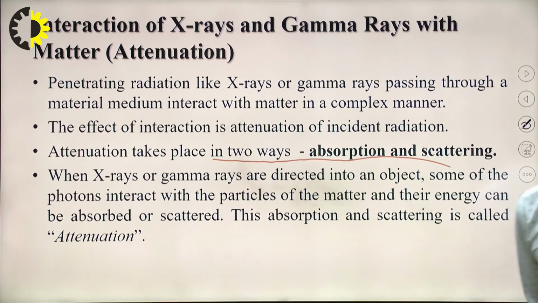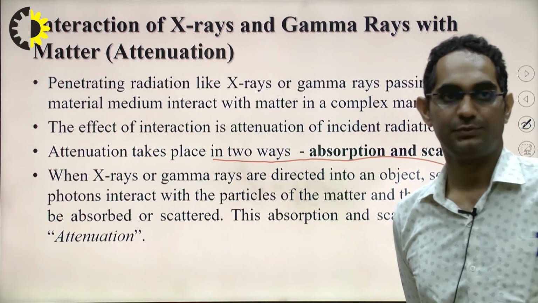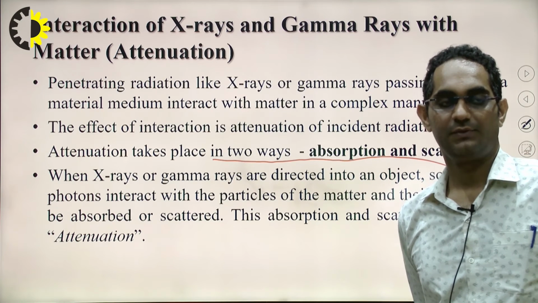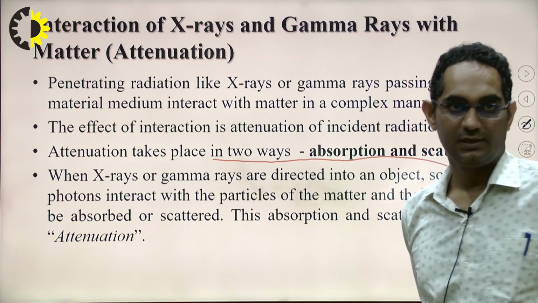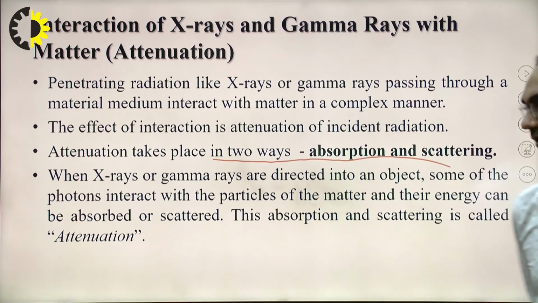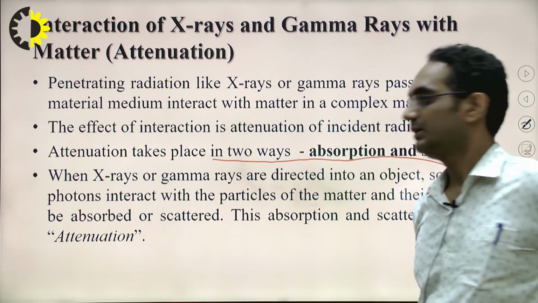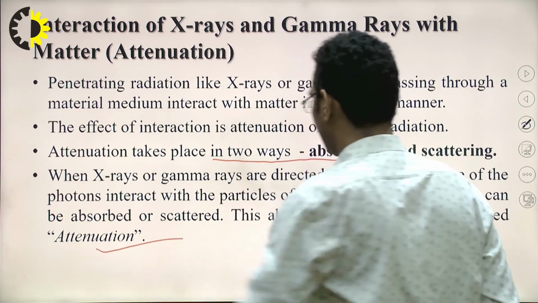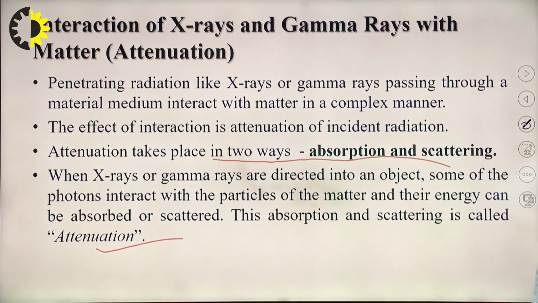When X-rays or gamma rays are directed into an object, some of the photons interact with the particles of the matter and their energy can be absorbed or scattered. The absorption and scattering is called the attenuation.